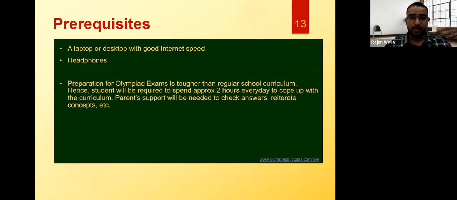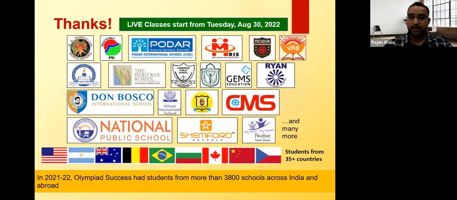Okay. Now to join this course, what you need is a laptop with good internet speed and headphones. And students, as you know, preparation for Olympiad exams is tougher than the regular school curriculum because there will be some topics from your upper grades also. So students will be required to spend approximately 2 hours every day to cope with the curriculum. Okay. So students, the live classes for this course will start from 30th of August and currently we have students from 3800 schools and we are catering to 35 countries. Okay. So this is about this course, students.